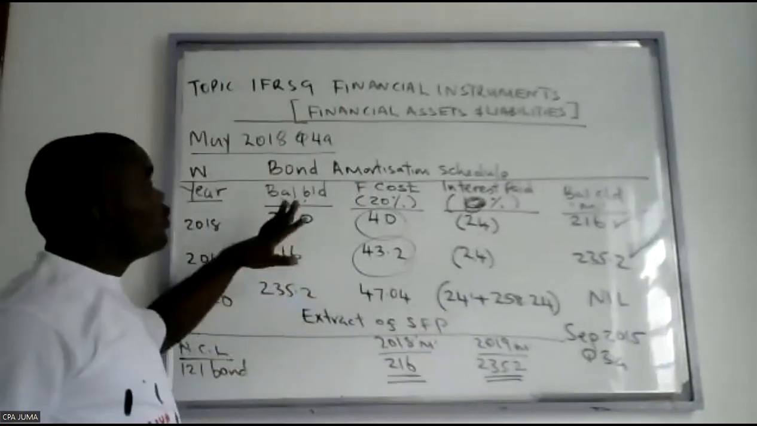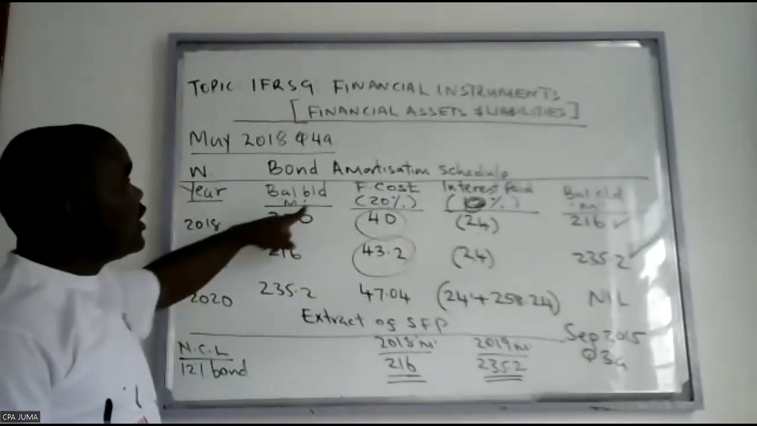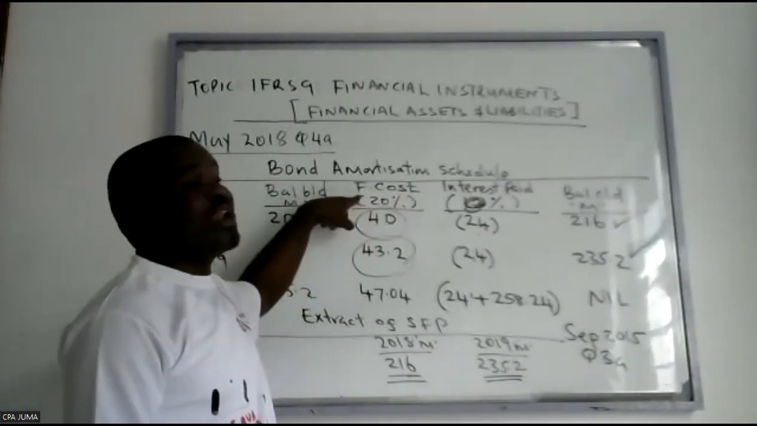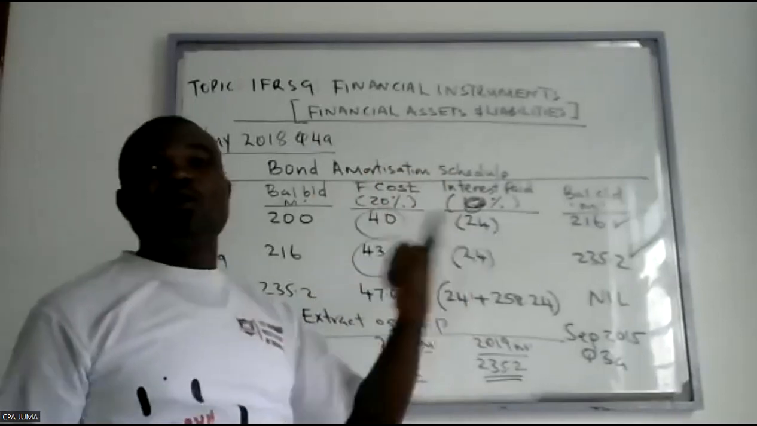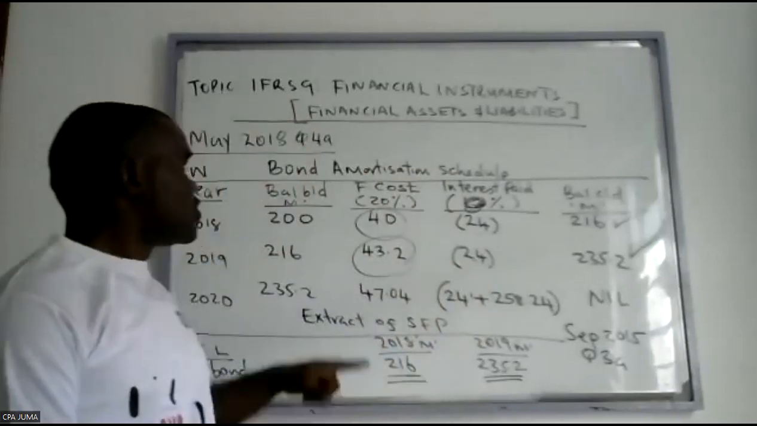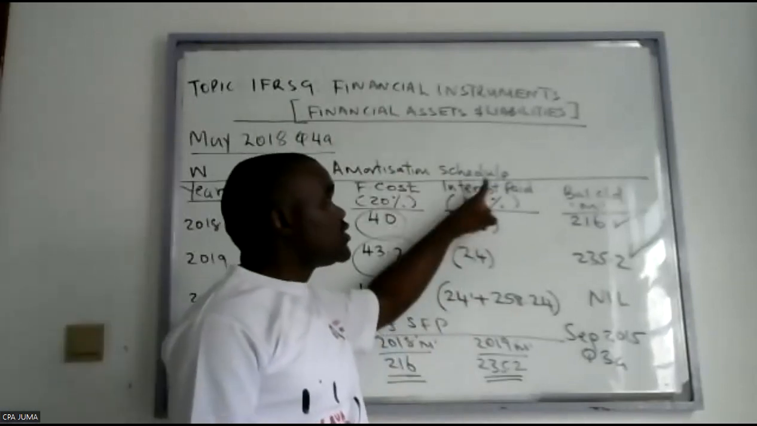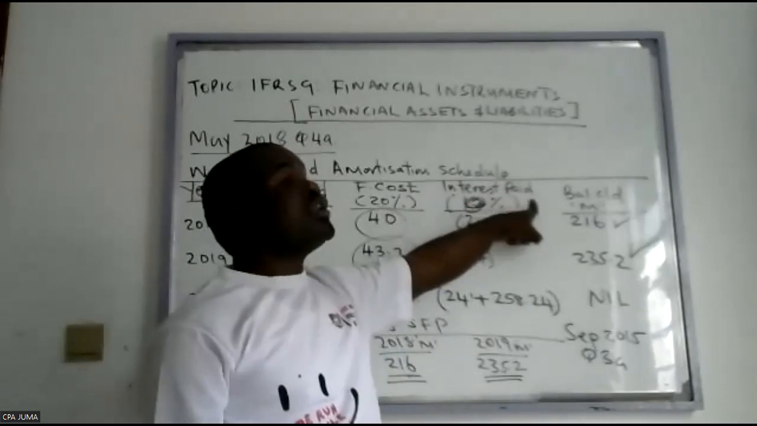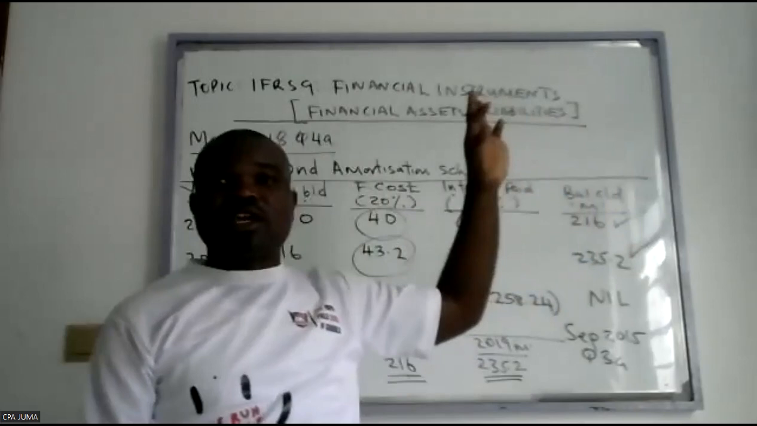The amortization will remain the same. What will change is the wordings. Instead of finance cost, you talk of finance income, because they purchase the bond. When you purchase the bond, you are the one who will be receiving the benefits. Instead of interest paid, you talk of interest income, but it is zero. Then balance carried down is just balance carried down.